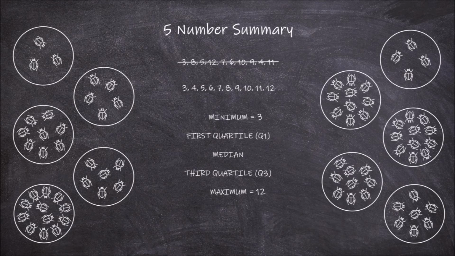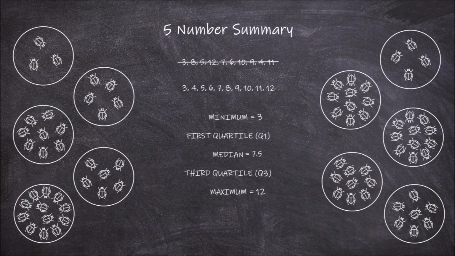Next, we can find the median, which is the middle number of the dataset. Since we have 10 numbers, we need to average the fifth and sixth numbers in our ordered list. The fifth number is 7 and the sixth number is 8. To find the median, we average them. To do this, we need to add 7 and 8 together, then divide by 2. This gives us 7.5. So the median is 7.5.